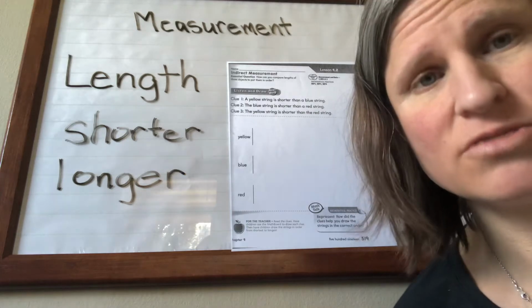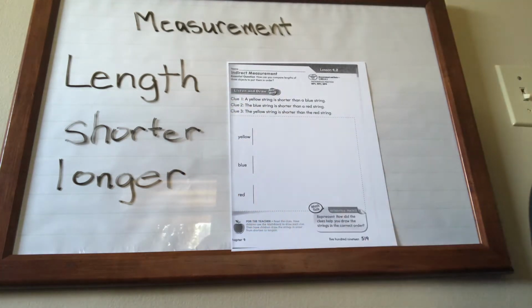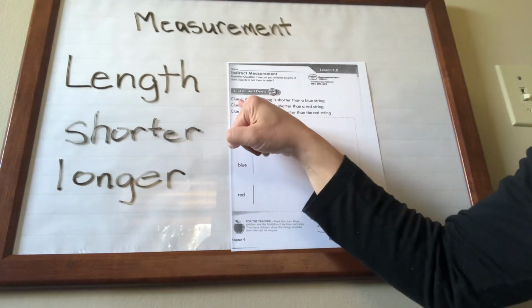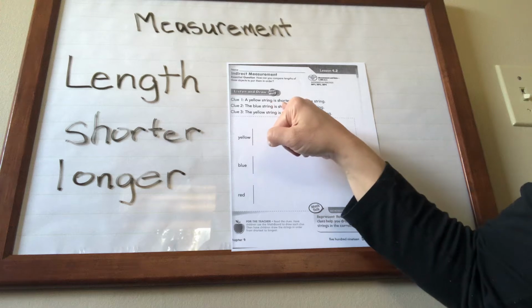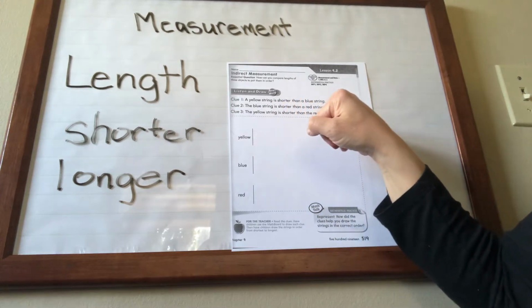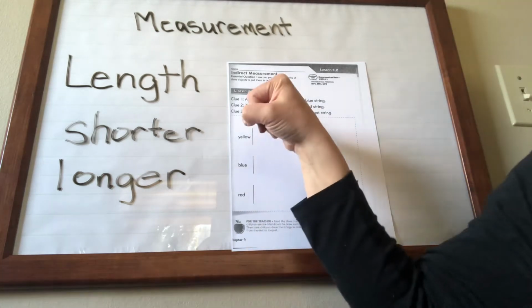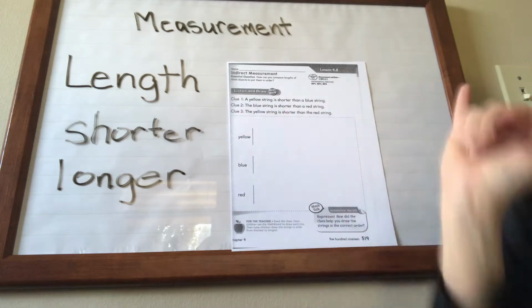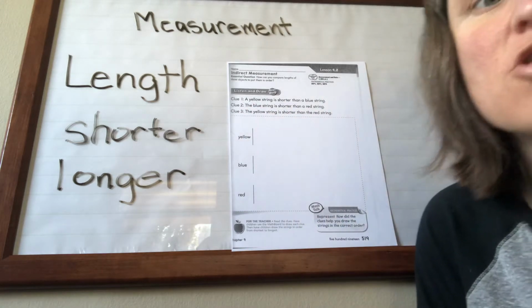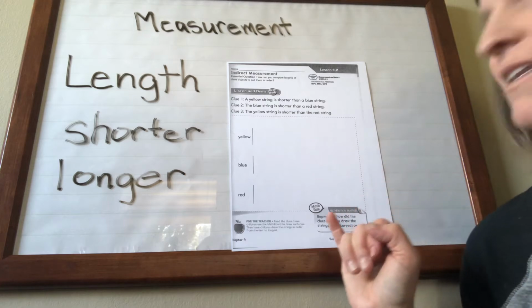So what you're going to have to do is carefully read each clue. Here that says clue number 1. Hopefully you can follow along with me in your book. Clue number 1. A yellow string is shorter than a blue string. So that only compares the two things. It only compares the yellow string and the blue string. We only know that the yellow string is shorter. So let's read on. Let's read the next clue.